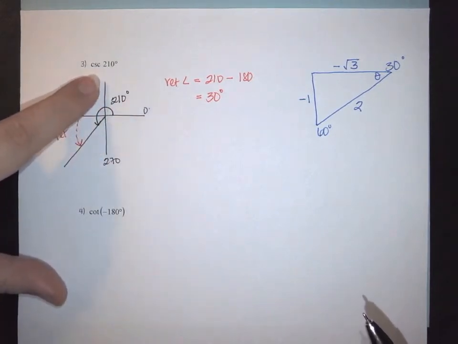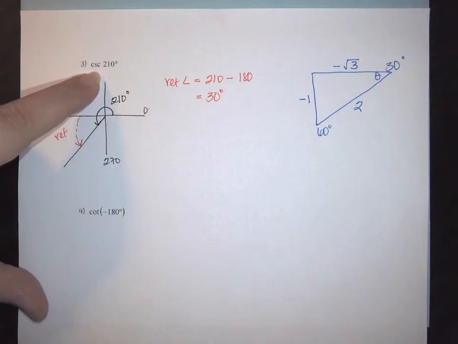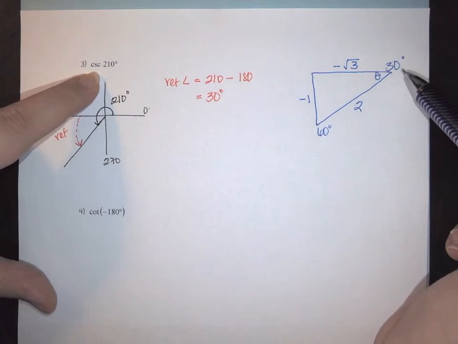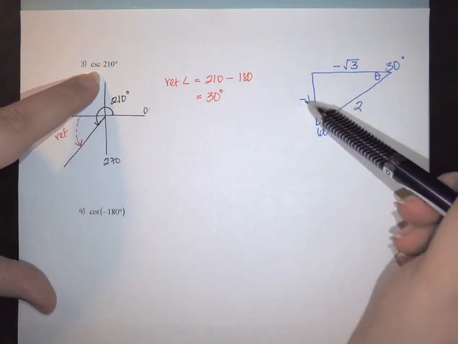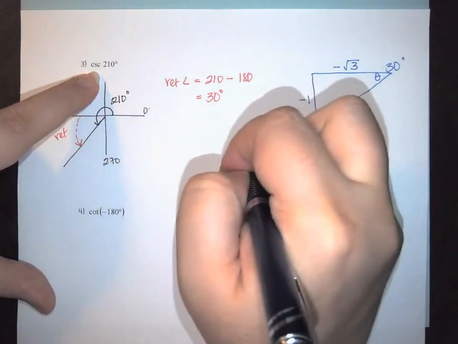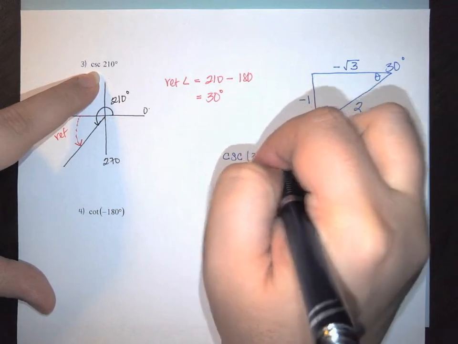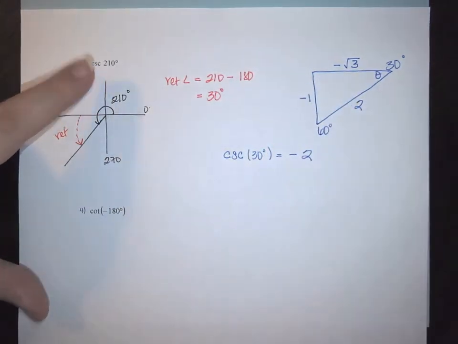Now I want the cosecant. So if we remember, cosecant is 1 over the sine. Sine is opposite over hypotenuse, so reversing that would be hypotenuse over opposite. So in this case we would have the cosecant of my 30 degrees would end up being -2.